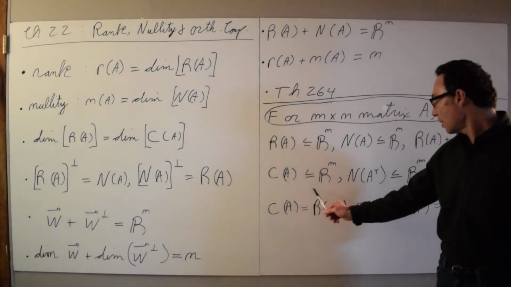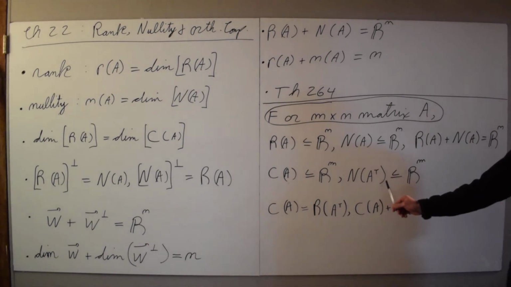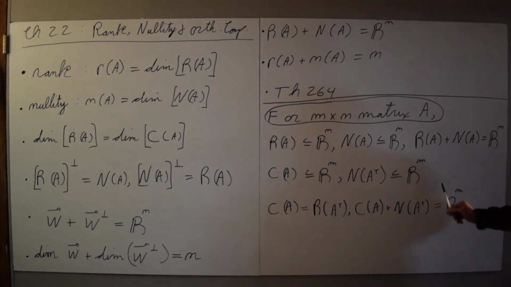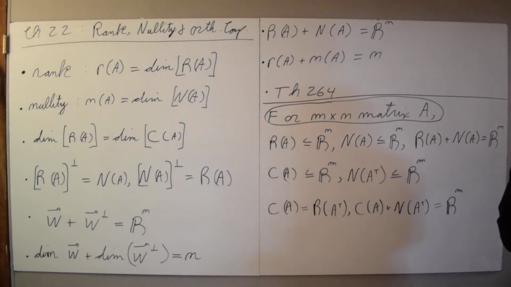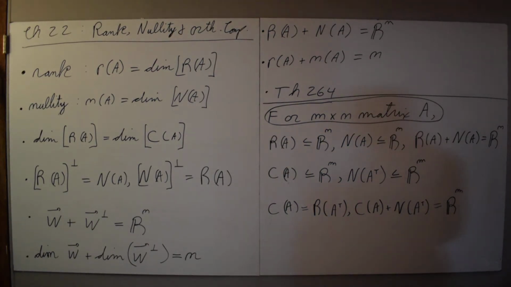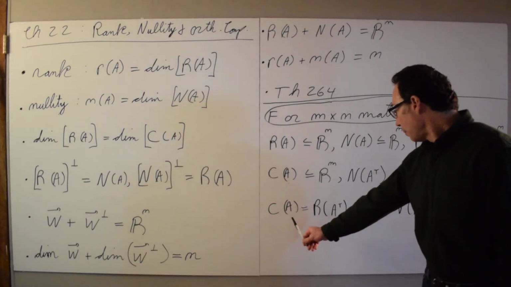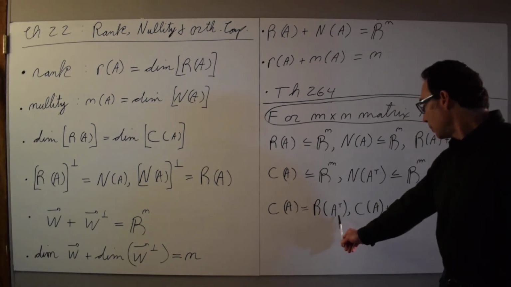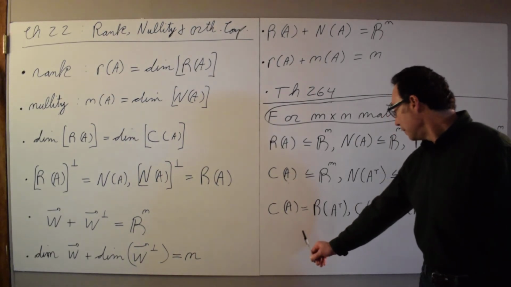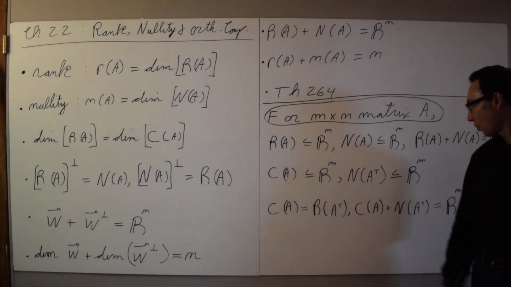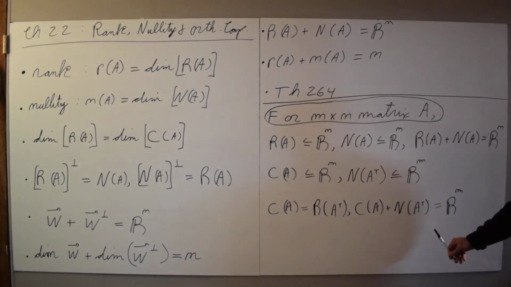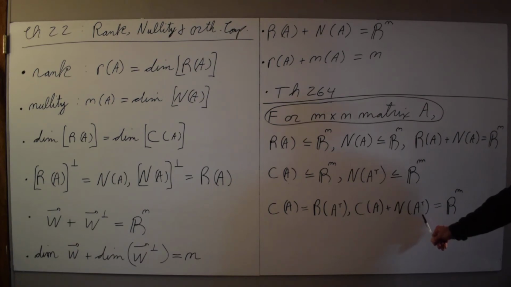The column space is a subspace of Rm. The null space of A transpose is a subspace of Rm. So remember, the row space, the null space, the column space, and the null space of A transpose make up the four fundamental subspaces of the matrix. Remember, the columns of A are the rows of A transpose, so the column space of A is the row space of A transpose. The row space of A transpose is an orthogonal complement to the null space of A transpose, so therefore the column space of A and the null space of A transpose are orthogonal complements to each other.